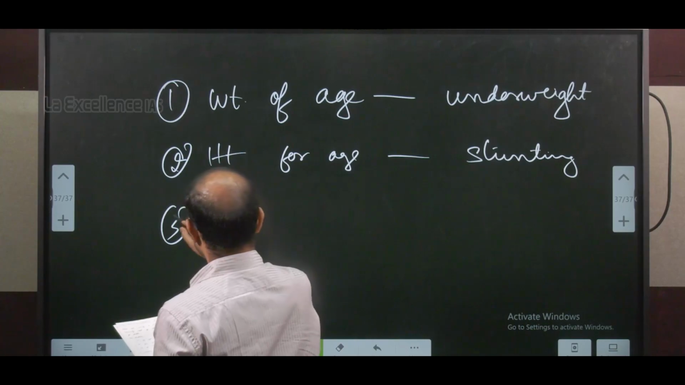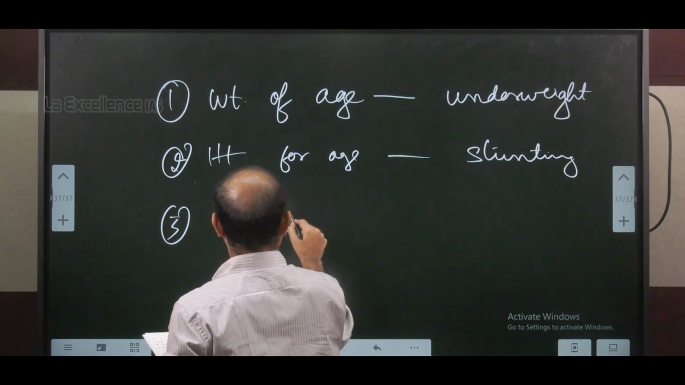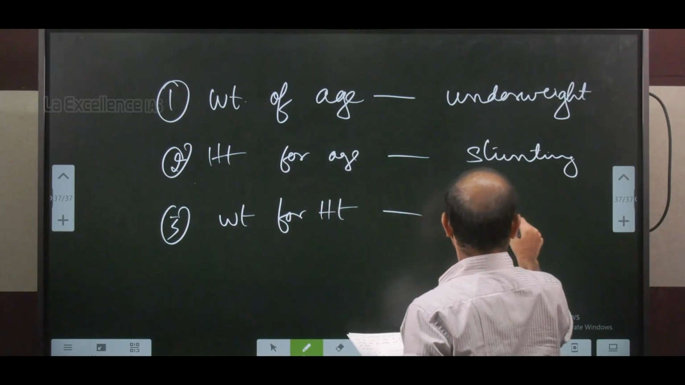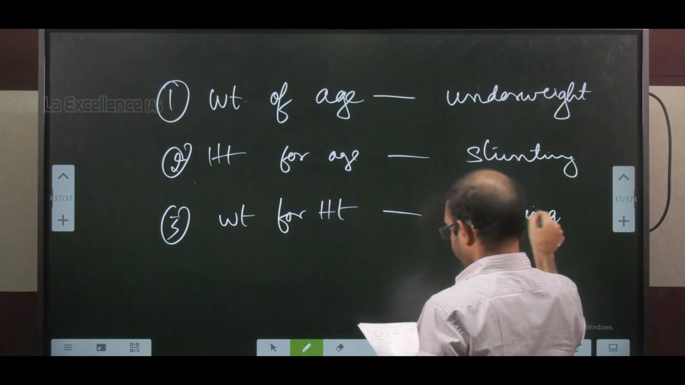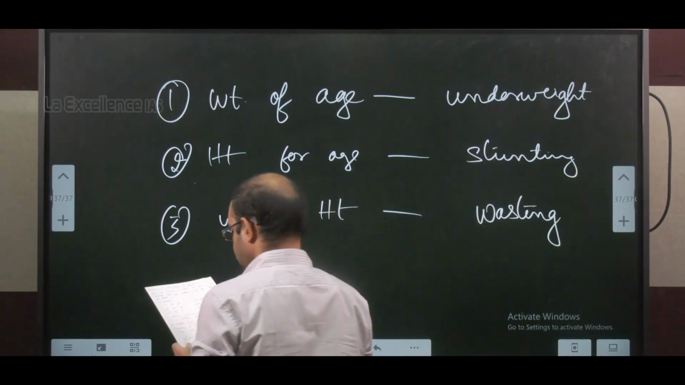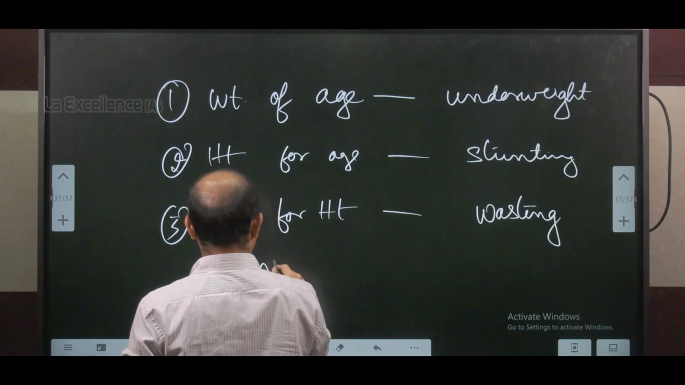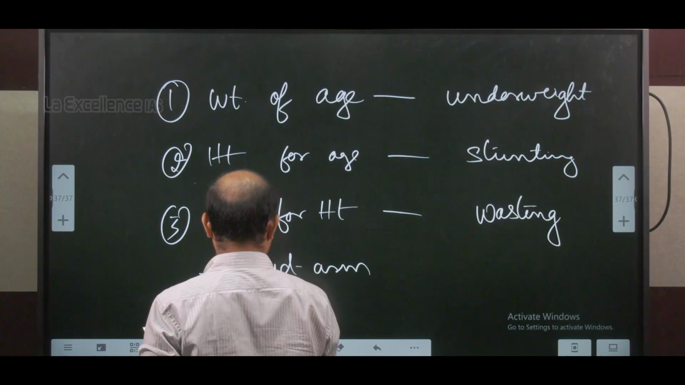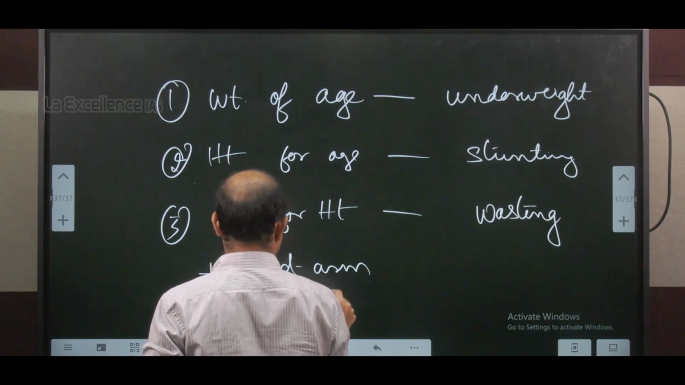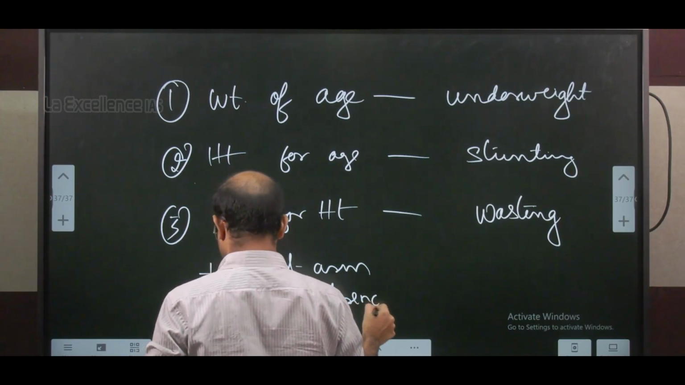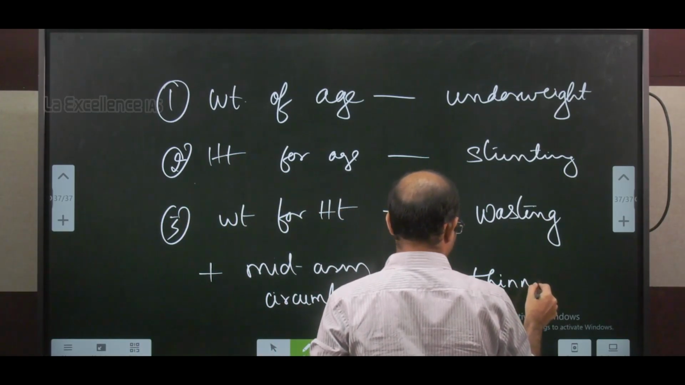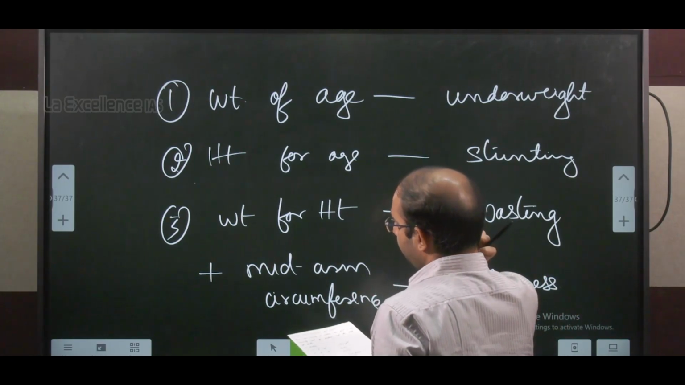Third, weight for height, and this is called wasting. We have these three. In addition to this, we also use mid-arm circumference as a measure of thinness. And all these are used for young people.